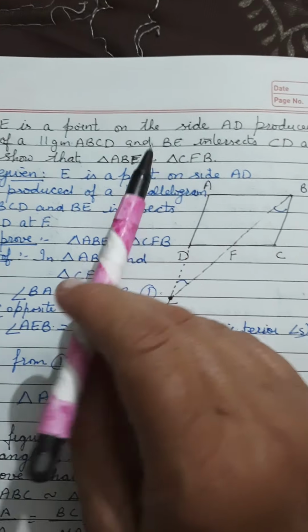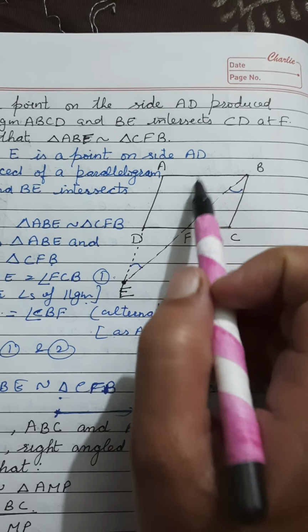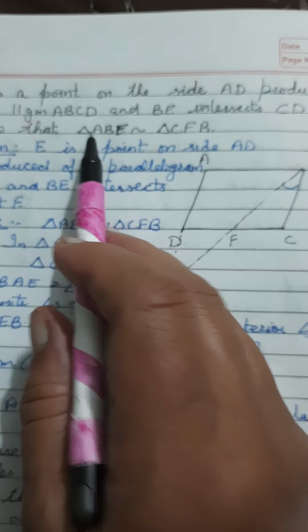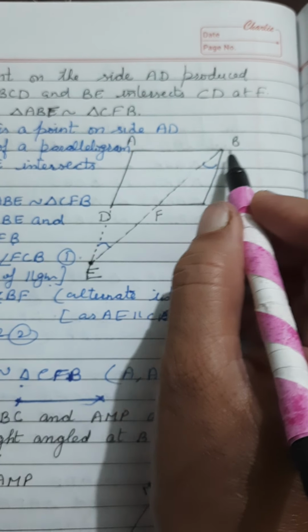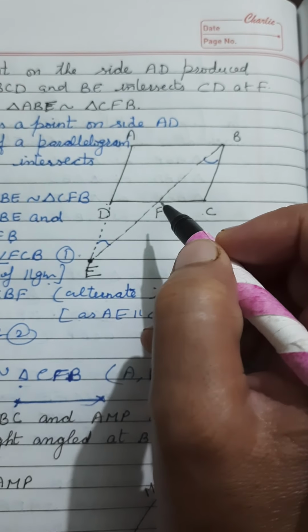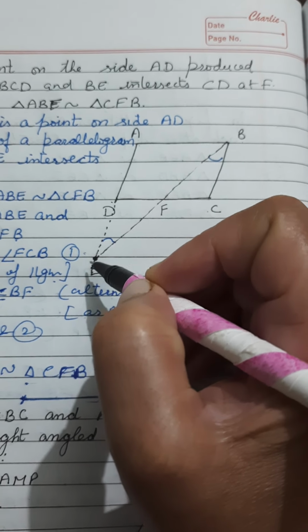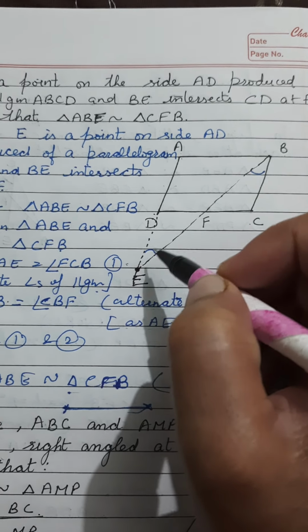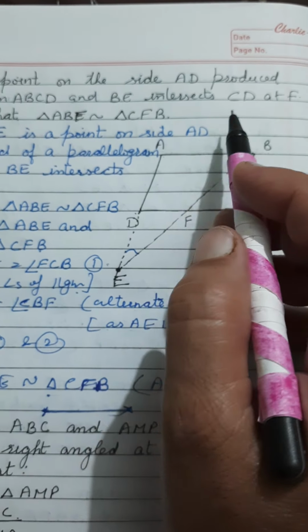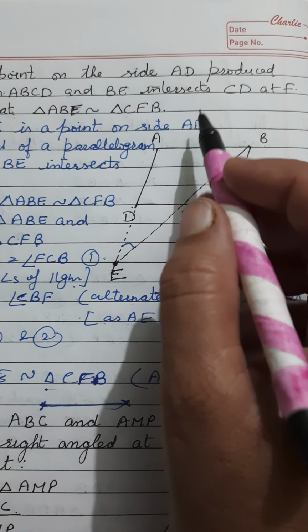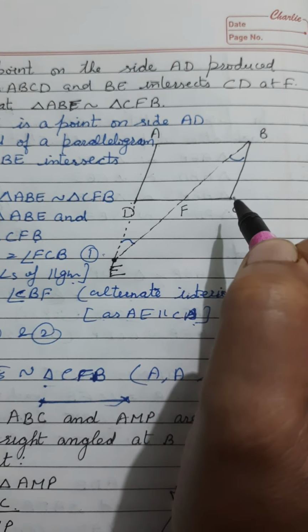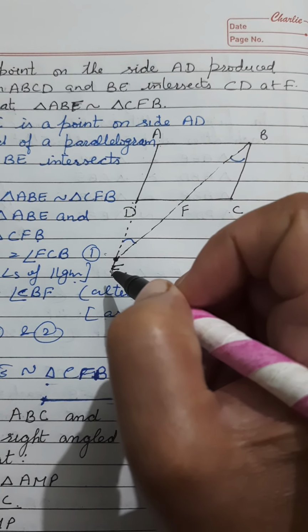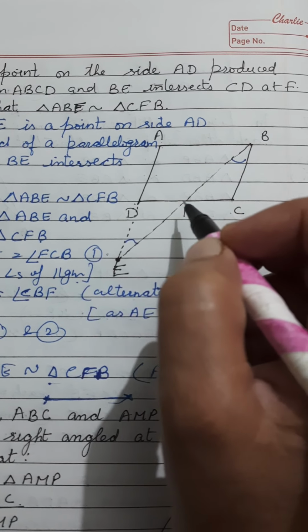Question number 8. E is a point on the side AD produced of a parallelogram ABCD. Parallelogram ABCD is given and then AD is produced. E is a point on this AD produced, and BE is joined and it intersects CD at F.